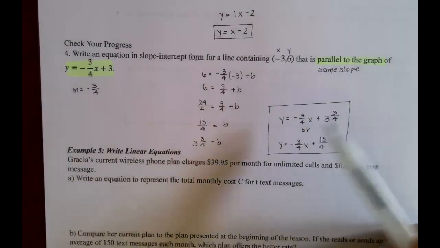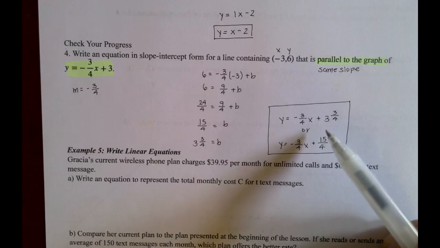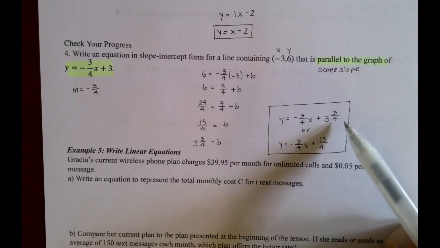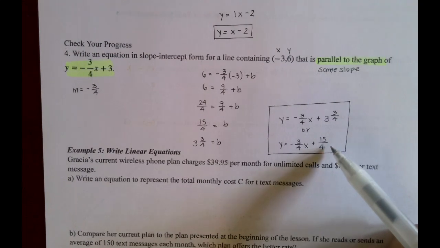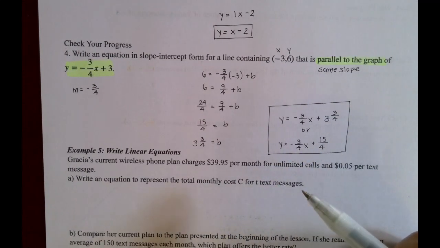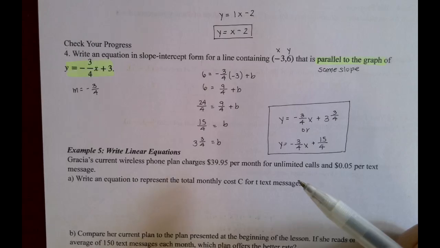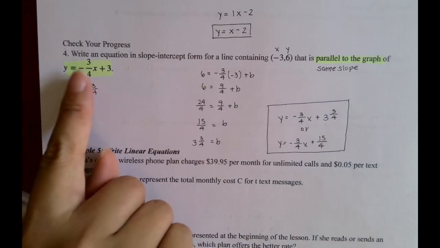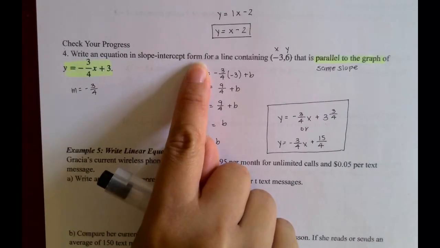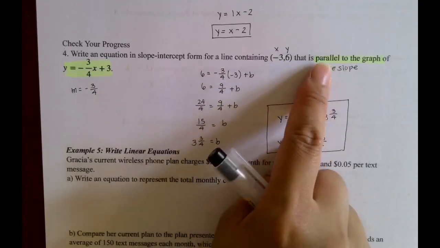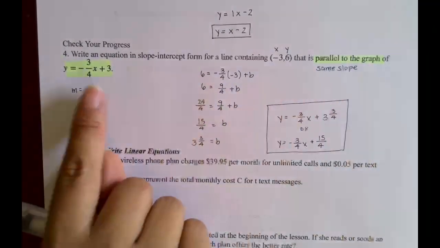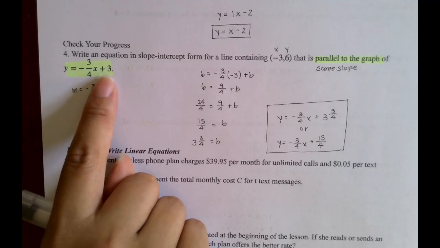Okay, you should have gotten y equals -3/4 x plus 3 3/4, or if you left it as an improper fraction, it would be 15/4. If you got it correct, you can move on to example 5. If not, here's your explanation. Okay? So write an equation in slope-intercept form for a line containing (-3, 6) that is parallel to the graph of y equals -3/4 x plus 3.